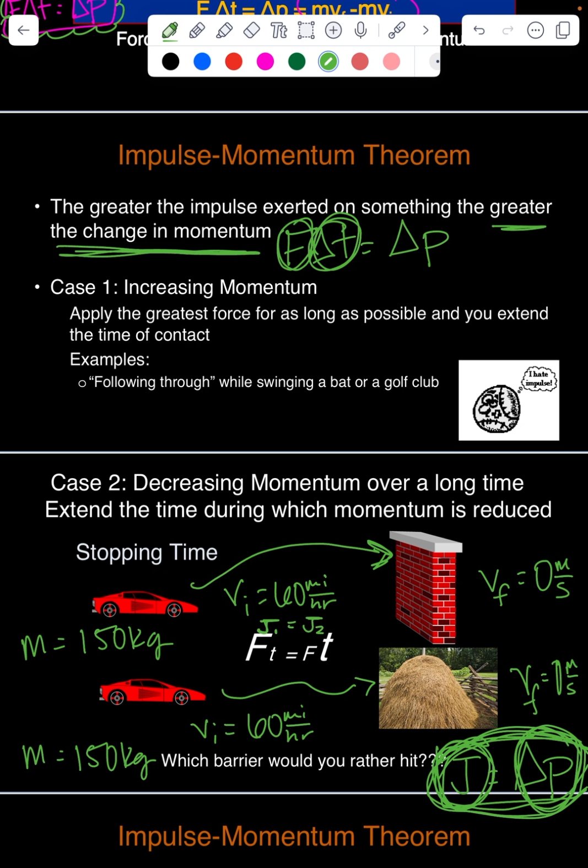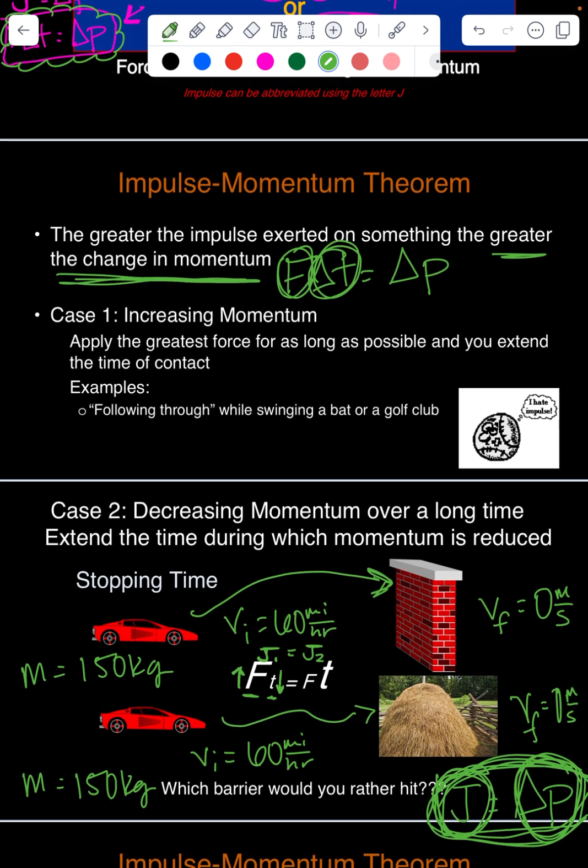All right, that car that hit the brick wall was brought to a stop in a very, very short amount of time, almost immediately. So if we have a small amount of stop time, that means that our stop force is going to be so big. The force that this car experienced was so much bigger than the car that hit the hay because its stop time was so small.